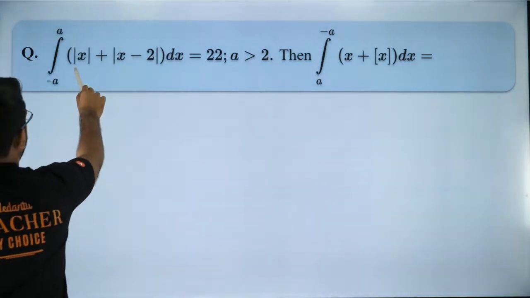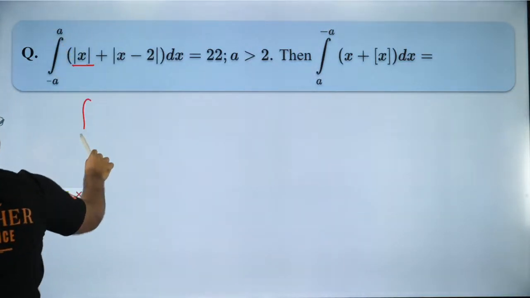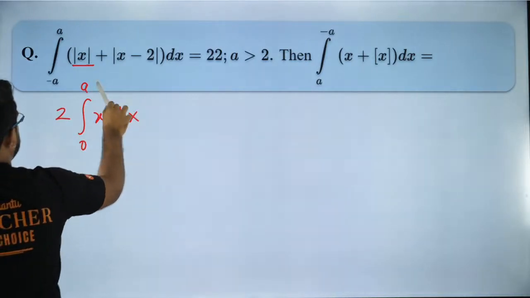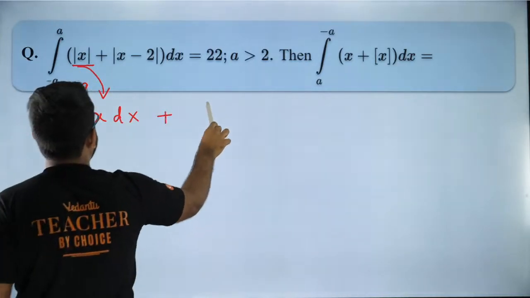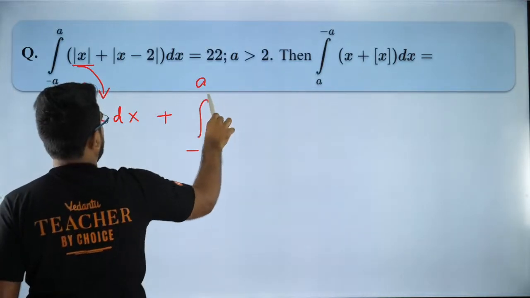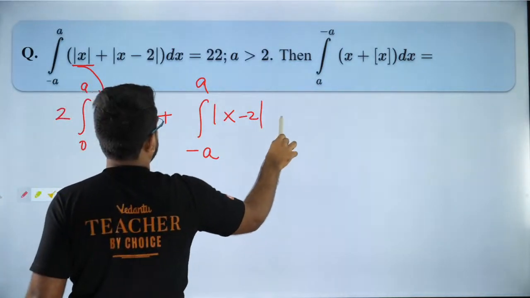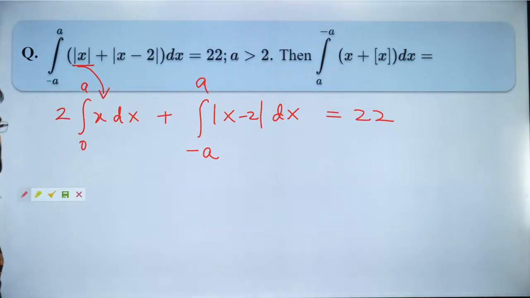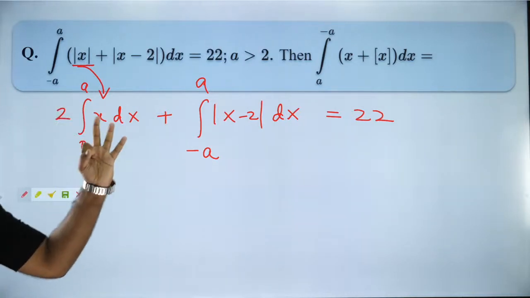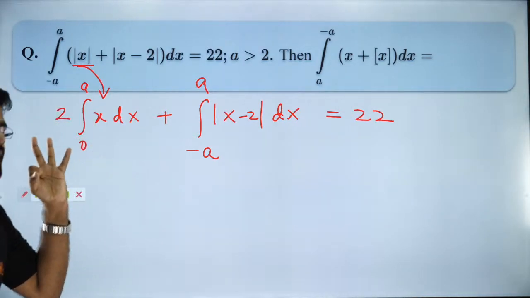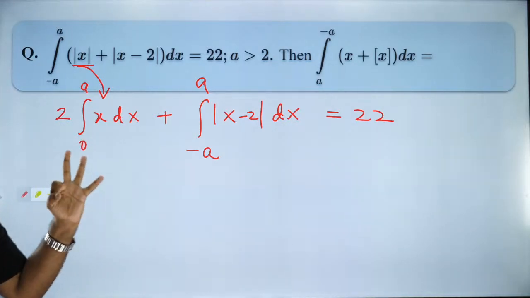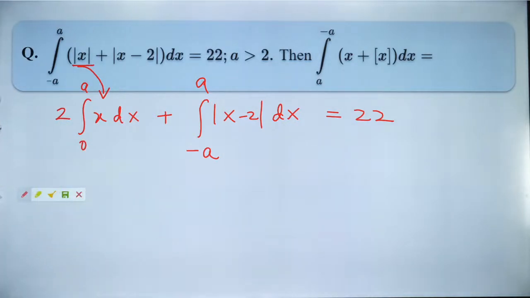So first of all, mod x from minus a to a, can I write it as 0 to a 2 times of x? So that I can do it like that. Now I have integral minus a to a mod of x minus 2 dx. Now that is equal to 22. So this is what I need to solve. Guys, it is a very, very fantastic question. Yes, Hari Prasad, the answer is 3. Dhruv, you're right. Hari Prasad, you're right. Karthik, you're right. Everybody is correct. You guys are all absolutely right because 3 is the answer.